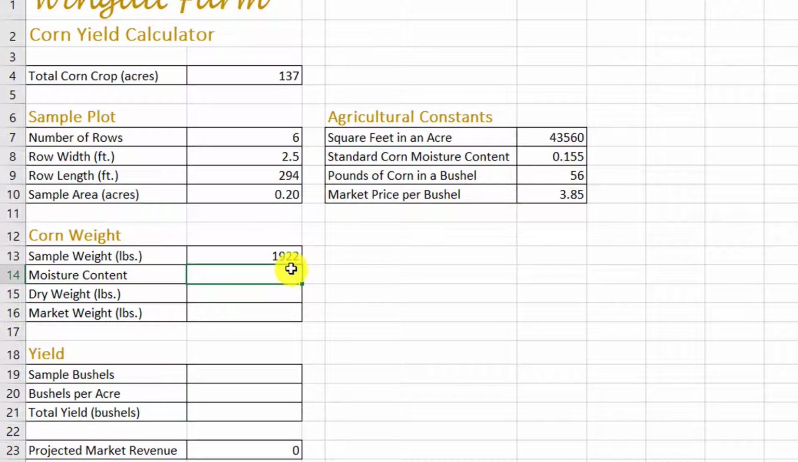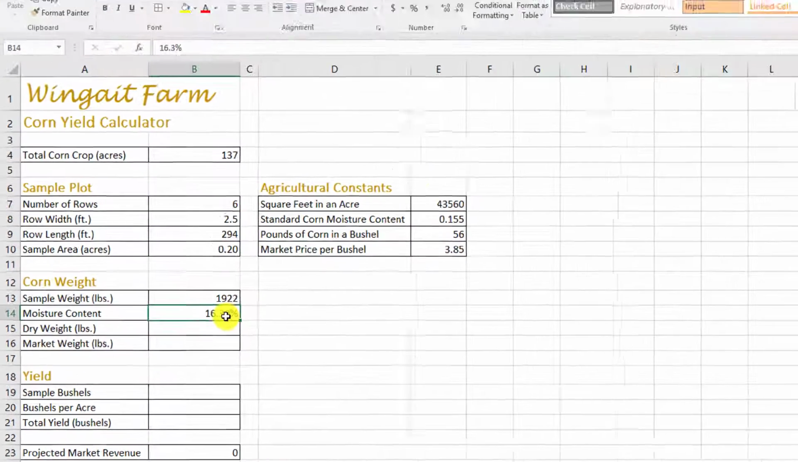Now we have to figure out the weight of the corn, because we want to see how much corn we collected, or how much we would collect if we did the whole acre. But we also have to take into consideration the moisture content, because the moisture can add to the weight, but it's not a true weight of how much corn we collected. So let's say the farmer that we were working with measured it to be about 16.3, and then I'm going to put percent after, 16.3%, and I'll take that down to 1 decimal.